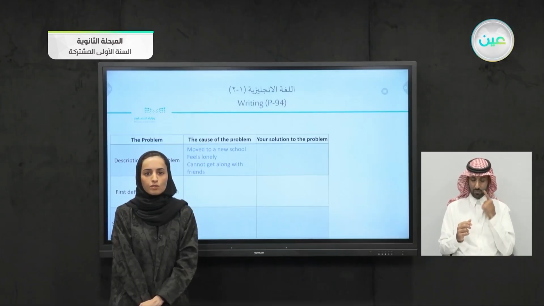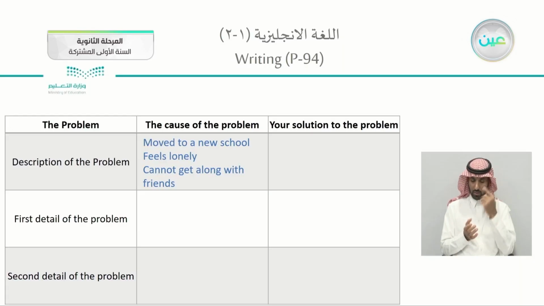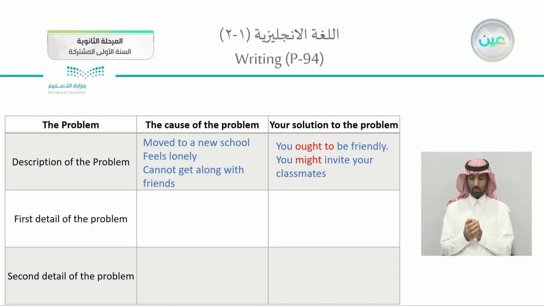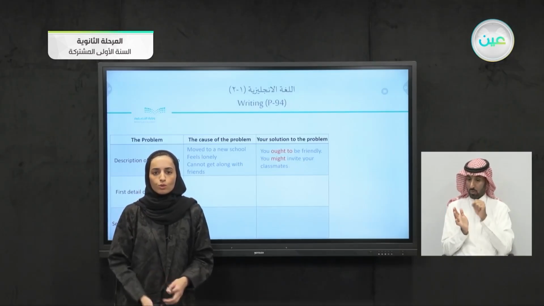I have a friend who's not feeling so good because he moved to another school, no one is sitting with them, or he feels lonely, can't get along with friends. What advice can we give this friend? For me, I will tell him that you ought to be friendly. If you are friendly, others are going to come to talk to you. You might invite your classmates. This is actually a sentence. It should end with a full stop. You might invite them. Ask them to come to your place, to your house, or to go out together.